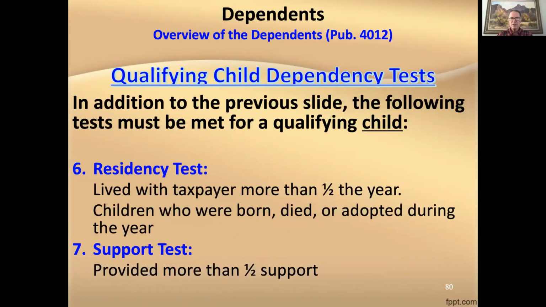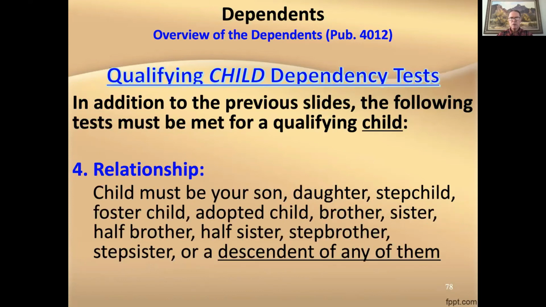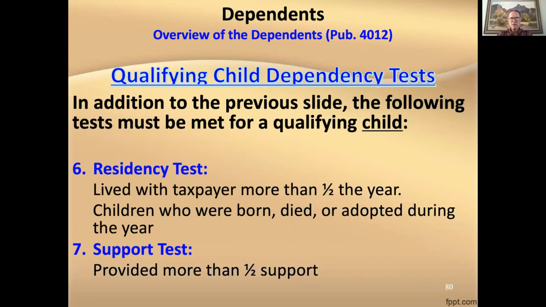And the residency test, lived with the taxpayer more than half of the year. Children who were born, died, or adopted during the year. And the support test, provided more than half of their support. So those are the tests for child dependency: relationship, age, residency, and support.